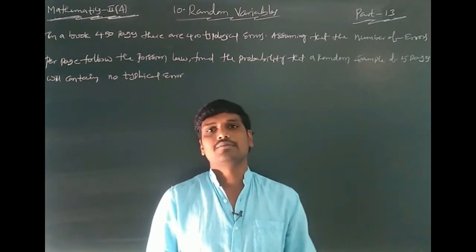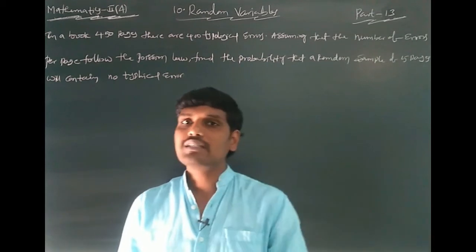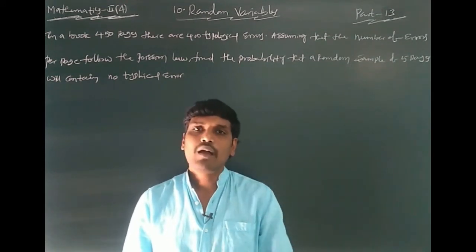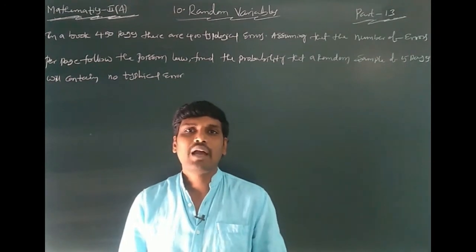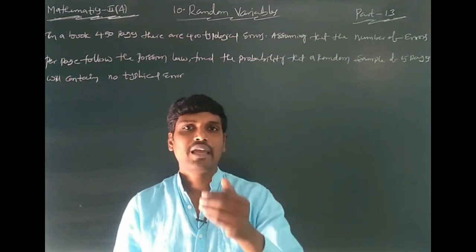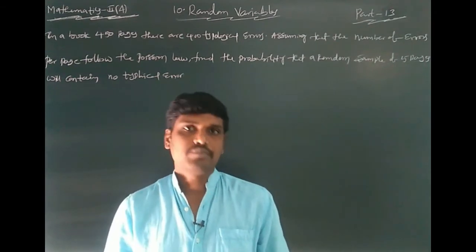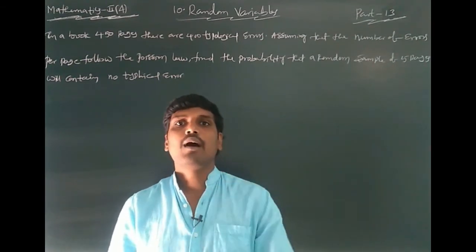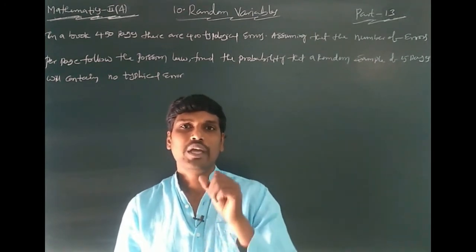Today we discuss Poisson distribution model problems. In this Poisson distribution, what is the formula? P of X equal to k is equal to e power minus lambda into lambda power k by k factorial. Here lambda is the parameter. With this formula, Poisson distribution model problems are explained in today's class.